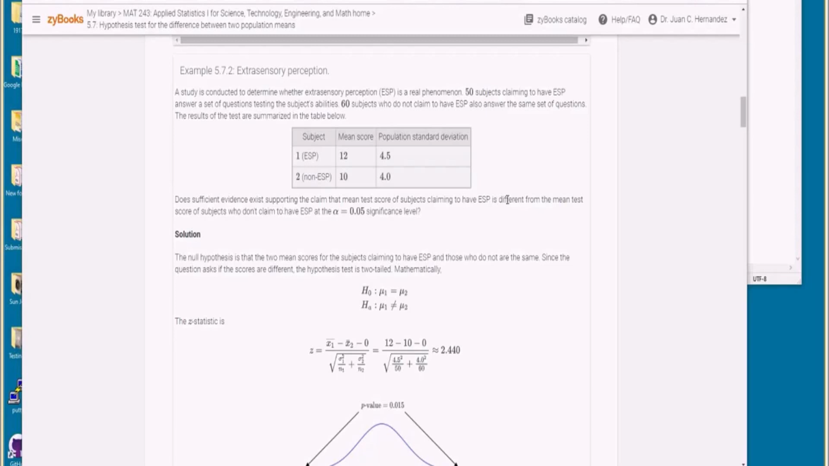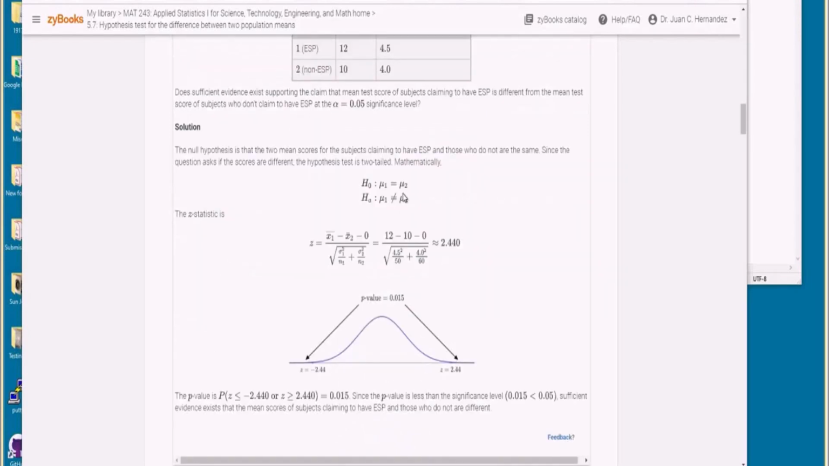The keyword here is different. Different can mean less or more, hence we pick the not equal sign here. Plugging these values into the formula for the z statistic, we get our z statistic as 2.44.